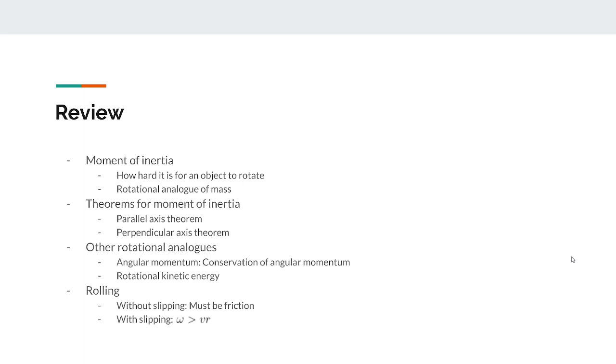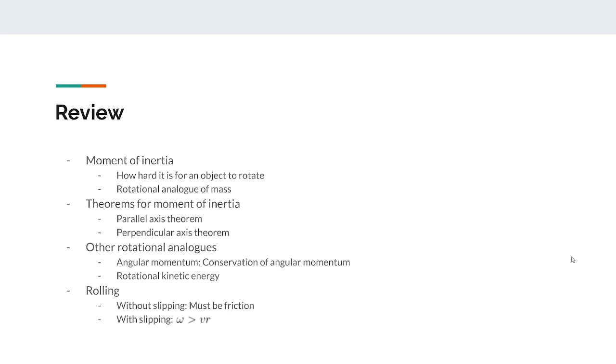Last time we talked about moment of inertia, which is how hard it is for an object to rotate. It's the rotational analog of mass. We talked about the two main theorems for moment of inertia, which are parallel axis theorem and perpendicular axis theorem. We talked about the other rotational analogs, which are angular momentum, and especially conservation of angular momentum, which is even going to be used for this lesson. And we also talked about rotational kinetic energy.